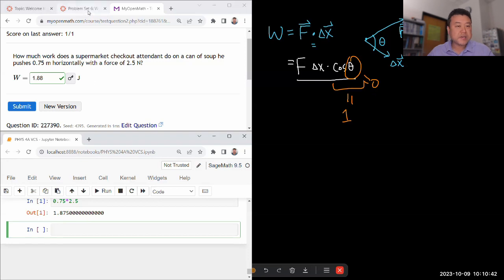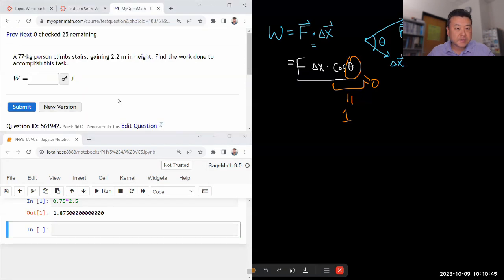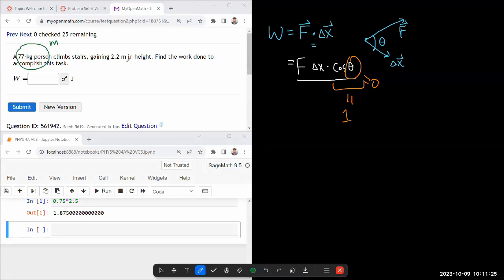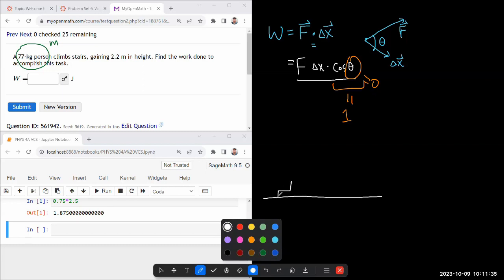I think there was 1-6, so I need to skip to that. 1-6. Okay. So in this question, it says some mass of the person climbs the stairs, gaining 2.2 meters in height. Okay, let me sketch this out. I have some set of stairs here, and what we are being told is that someone is climbing these stairs, and when they've reached here, the height that they've gained is given by that quantity there. It asks, find the work done to accomplish this task.